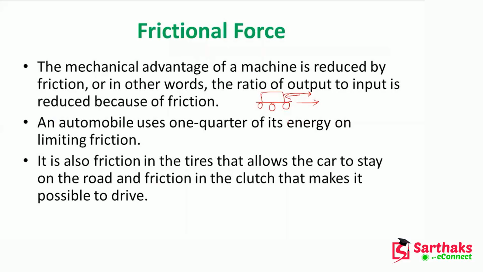An automobile uses one quarter of its energy on limiting the friction. You can see that in your car there are some wheels. If your car does not have any wheels, at that time the friction will be very high, so it cannot move, or if it does move, the energy loss will be very high. It is also friction in the tires that allows the car to stay on the road, and friction in the clutch that makes it possible to drive.